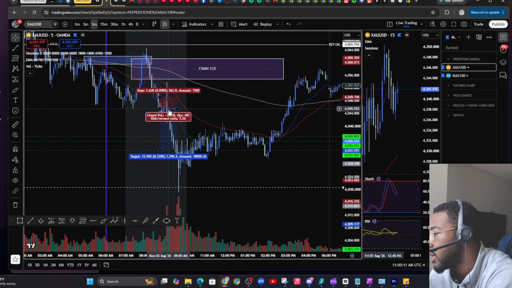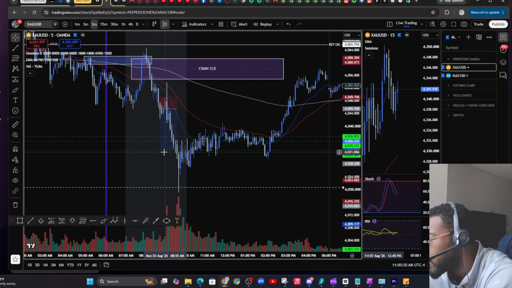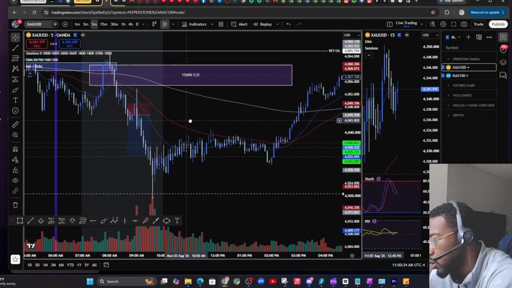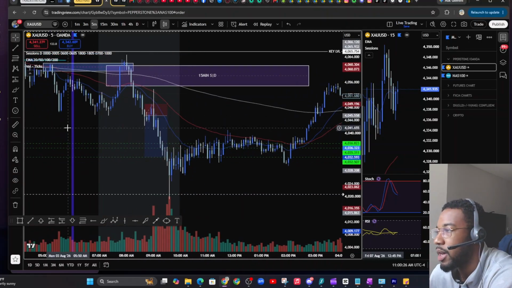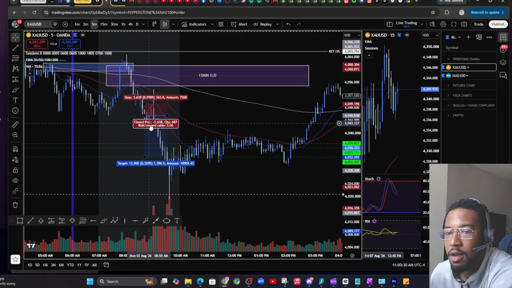It sold massively. I think we took it here to this, about honestly what, a 3 pip stop loss for a 12 pip take profit, a 1 to 4. This is a great risk to reward ratio. We were able to not only make our money back from the NAS trade, but make a little bit more and end off green for Monday.